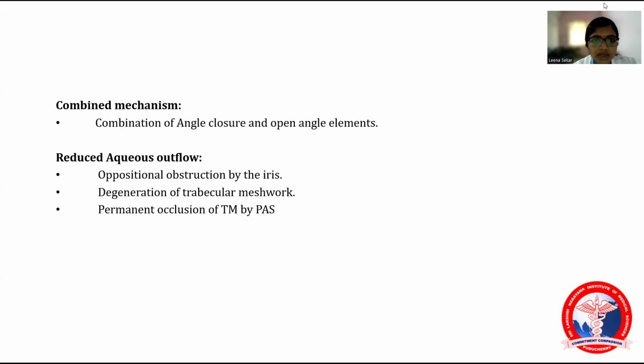Next one is the combined mechanism. In combined mechanism, we have both components of angle closure and open angle components. The reduction in the aqueous outflow is due to the oppositional obstruction by the iris, or any degeneration of the trabecular meshwork, or if there is any permanent occlusion of trabecular meshwork by peripheral anterior synechiae.